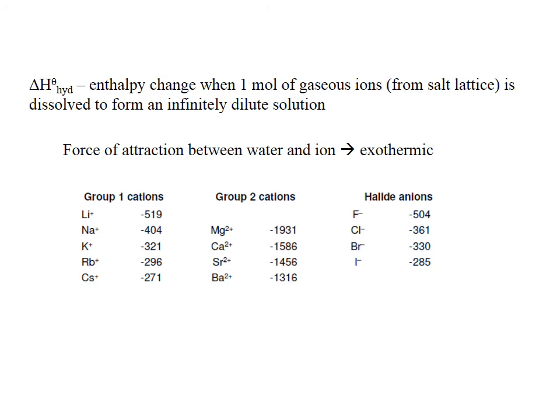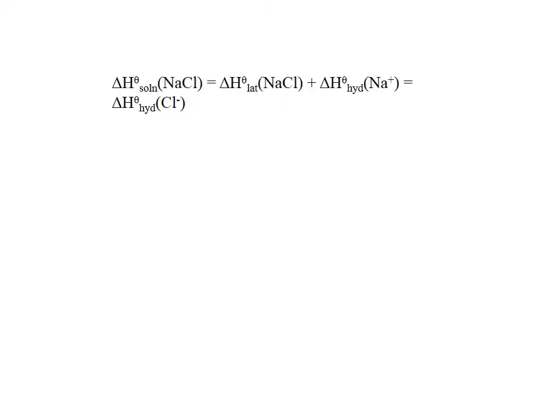So these values are what are called the delta H of hydration. This is the enthalpy change when 1 mole of gaseous ions from a salt lattice is dissolved to form an infinitely dilute solution. All right, so what we are looking at is the delta H of solution of sodium chloride equals the delta H of lattice of sodium chloride plus the delta H of hydration of the sodium ion and the delta H of hydration of the chloride ion.